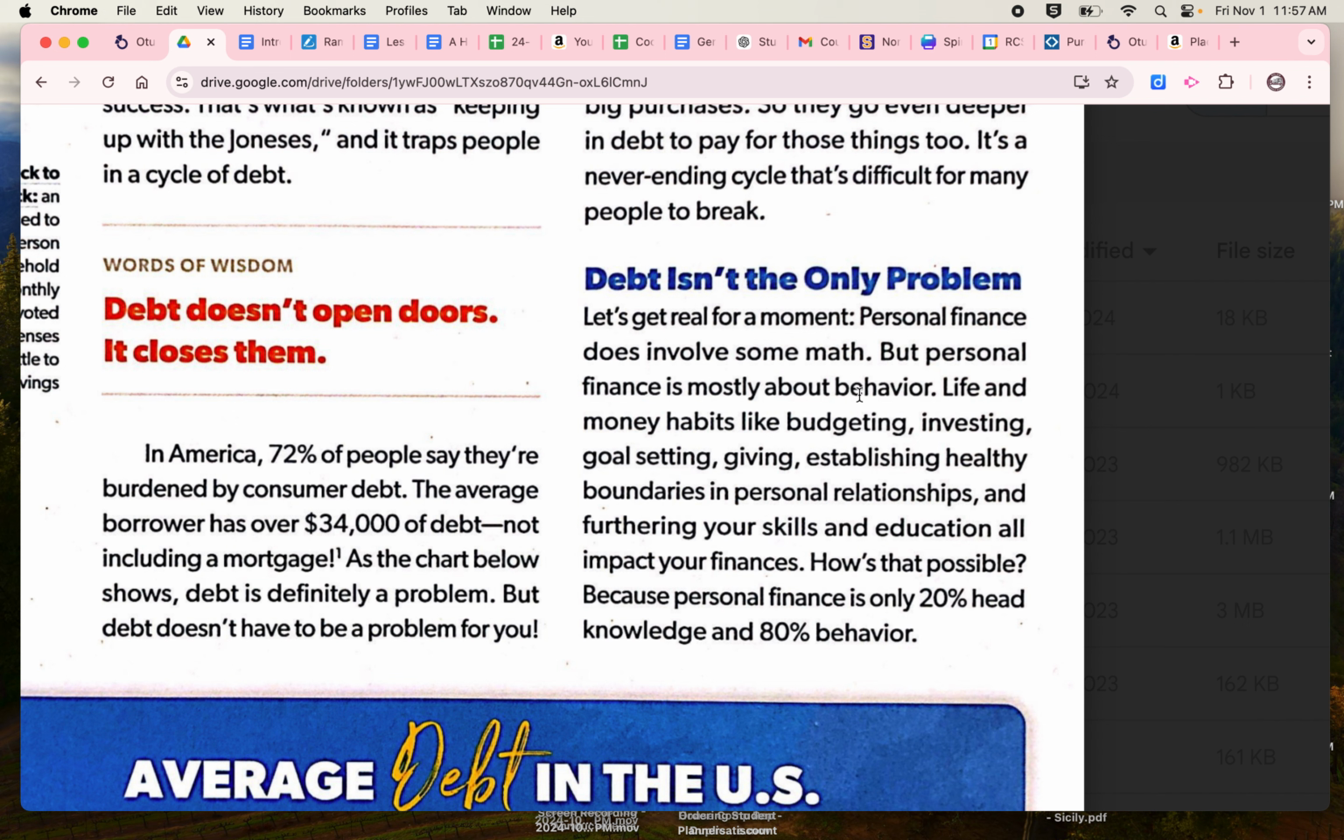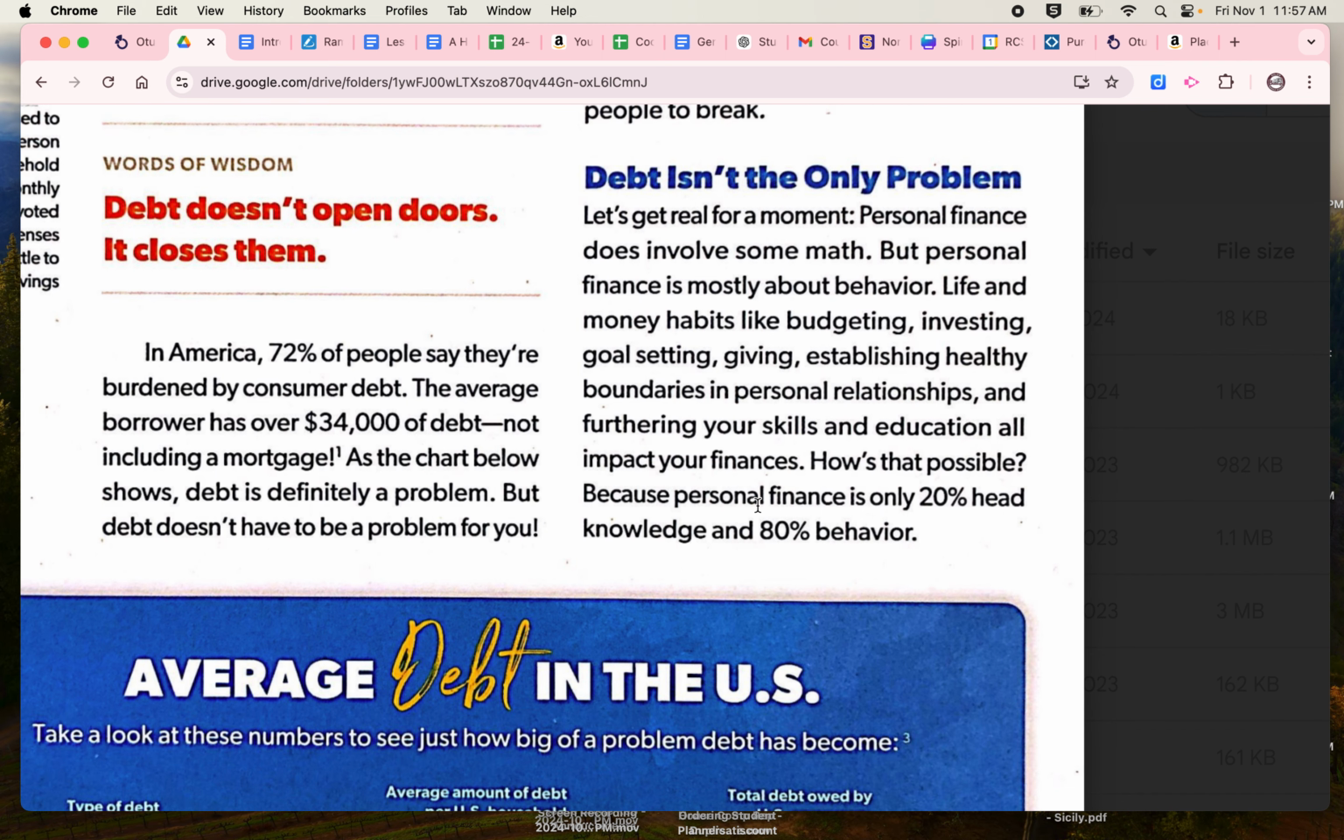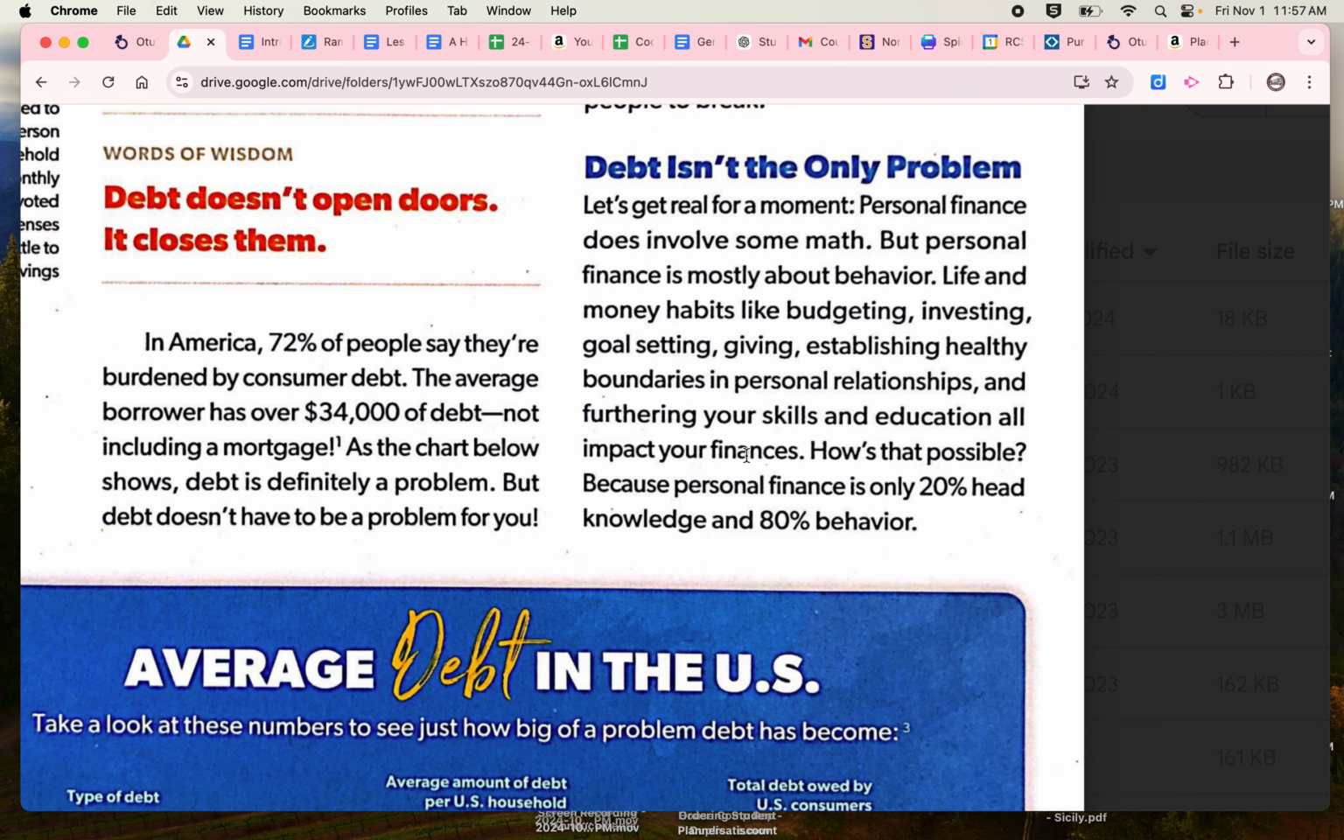Okay, habits. We all have habits, good, bad. You guys know your habits, your daily habits. And so what habits are you creating right now? Every day that you do something, you're creating a habit. So are we creating habits to be on the right path for academic success? So this is going to be habits for financial success. So life money habits like budgeting, investing, goal setting, giving, establishing healthy boundaries in personal relationships, and furthering your skills and education all impact your finances.